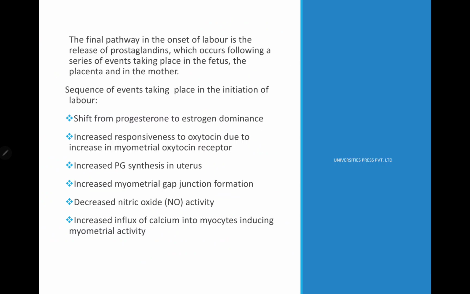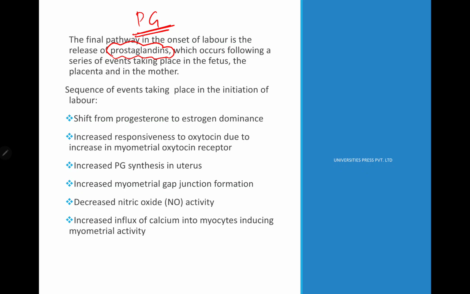The final pathway in the onset of labor is the release of prostaglandins. Prostaglandins are our heroes. Among all the mechanisms, androgens, glucocorticoids, and adrenocorticotropic hormone all lead to estrogen being released. Estrogen causes more prostaglandins to be produced, more prostaglandins cause oxytocin to be released, and oxytocin causes uterine contractions, leading to labor.